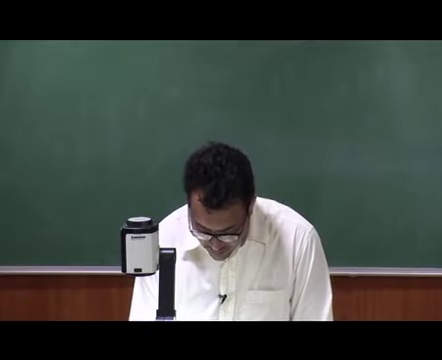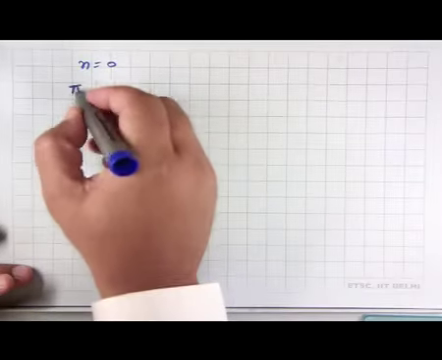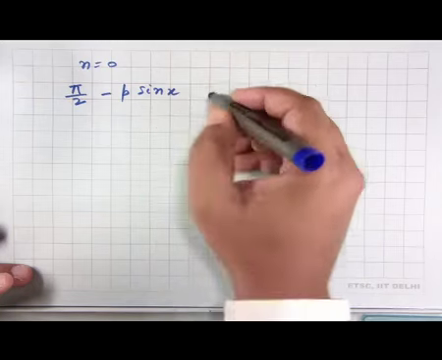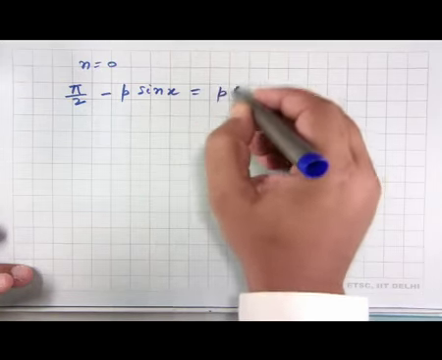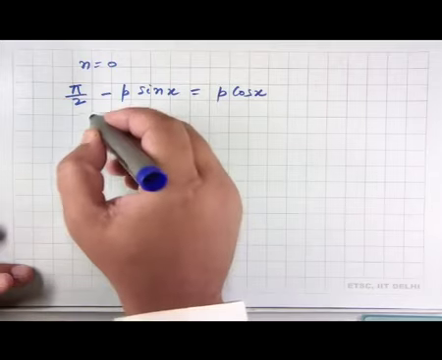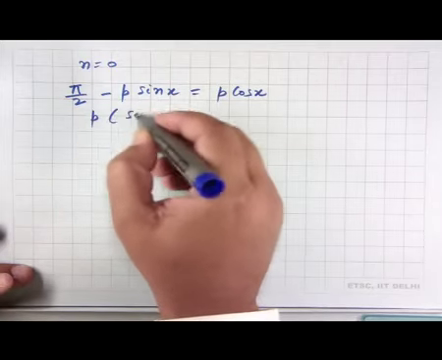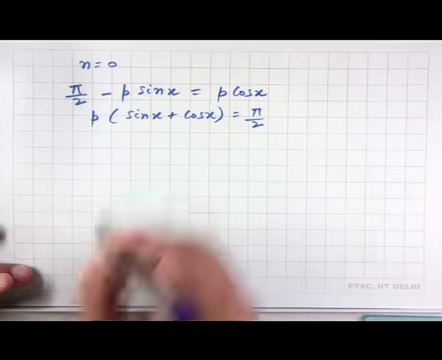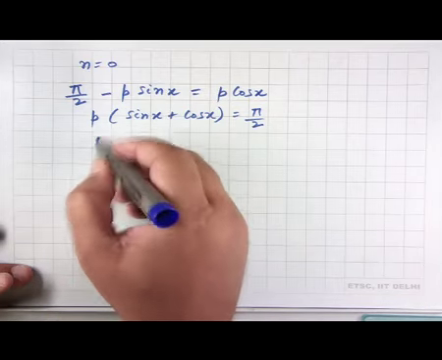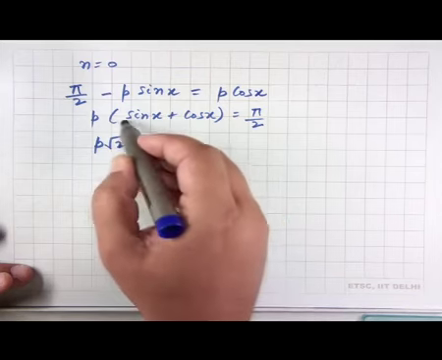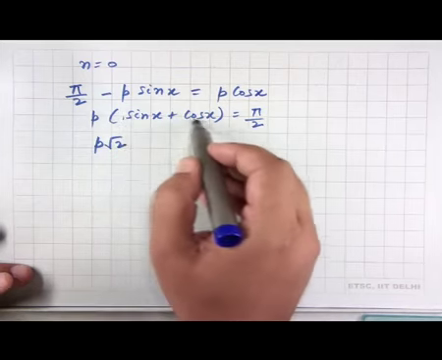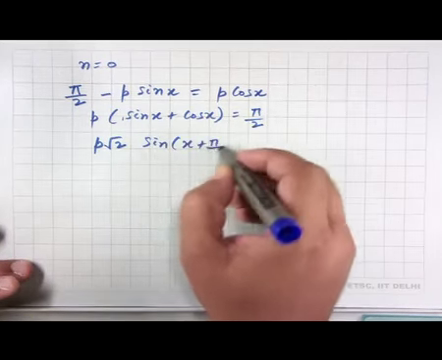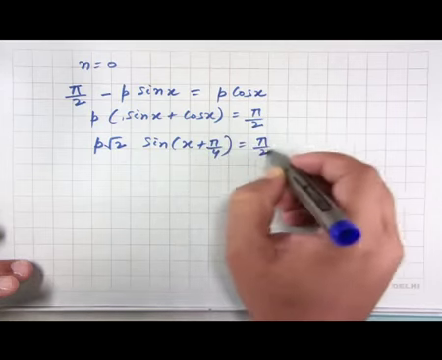If we try n equal to 0, for example, then the equation that we get is pi by 2 minus p sin x equals p cos x, which can be written as p into sin x plus cos x equals pi over 2. Then the sin x plus cos x can be simplified as p root 2 into, and then we again write it as 1 by root 2 sin x plus 1 by root 2 cos x, which is equal to sin of x plus pi by 4, is equal to pi over 2.